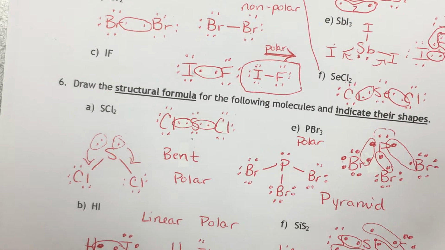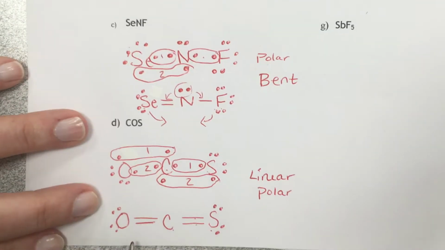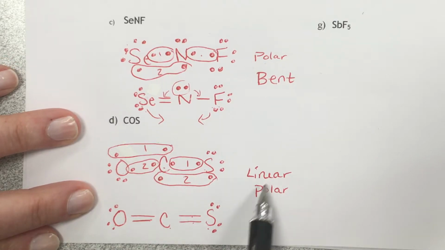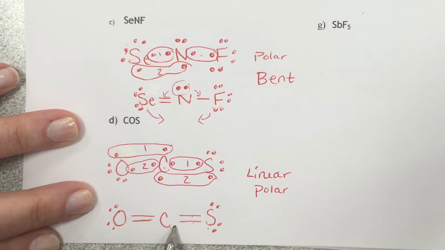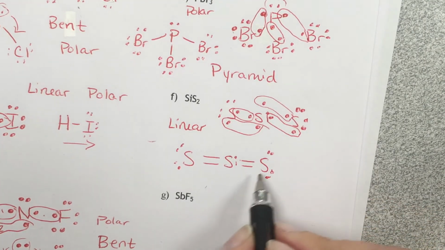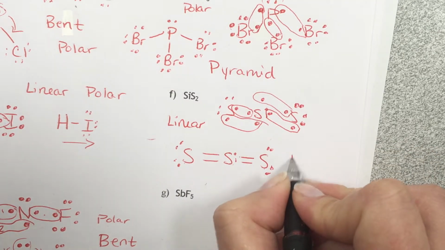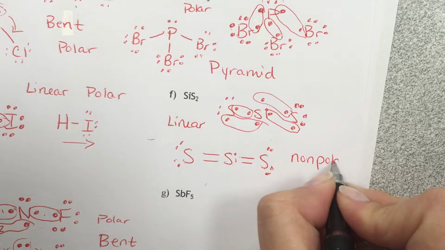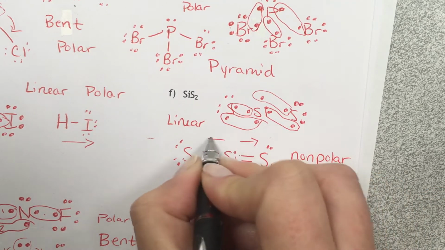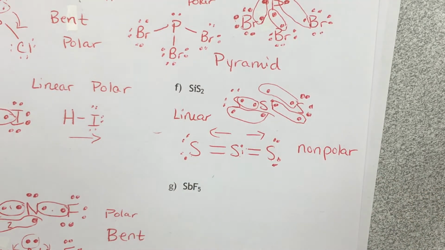So, which also looks like the previous one, except it's also linear, but that one was polar because the 2 atoms connected to the central atom are different, so that made it polar. Here, the 2 atoms connected to the central atom are the same, so they're going to be nonpolar. There will be an equal pull on the electrons, so we consider it nonpolar.